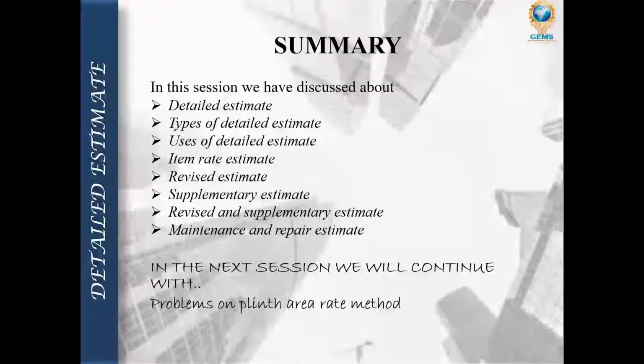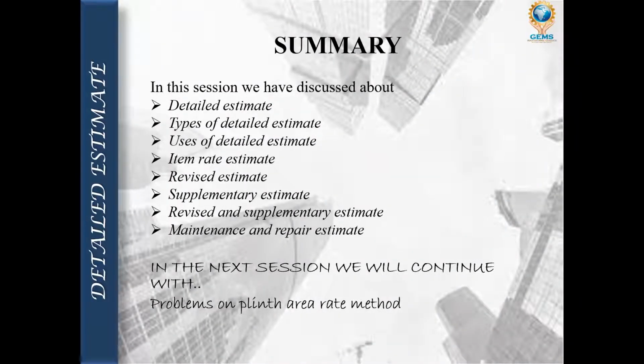In this session we have seen the detailed estimate, the types of detailed estimate, and their uses. The types are item rate estimate, revised and supplementary estimate, and maintenance and repair estimate. With this we can stop this lecture. In the next session we will continue with problems on the plinth area rate method.